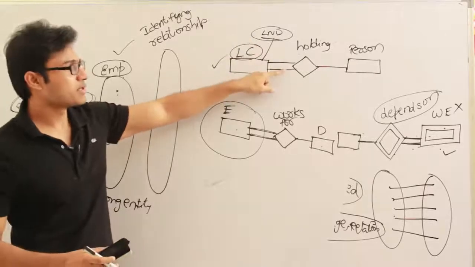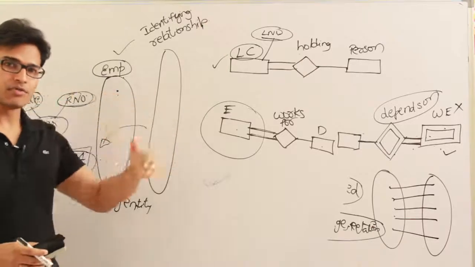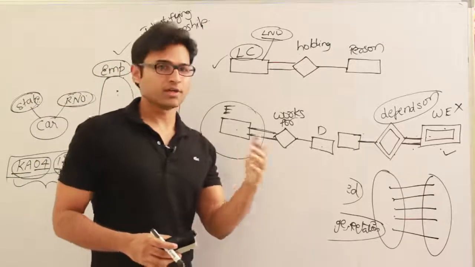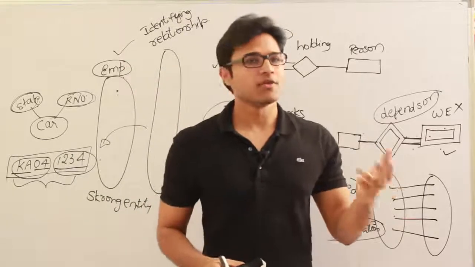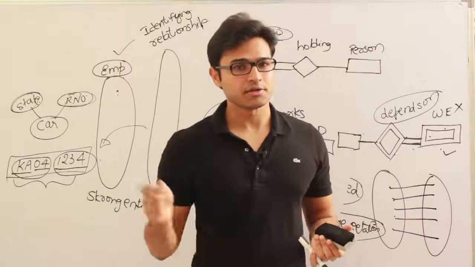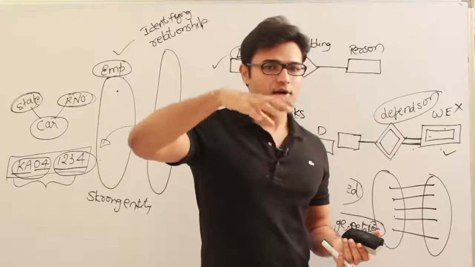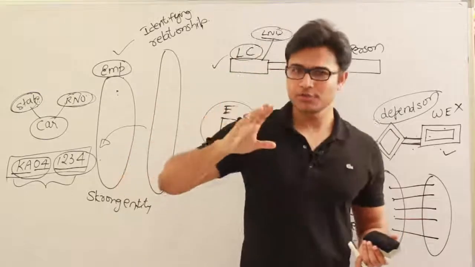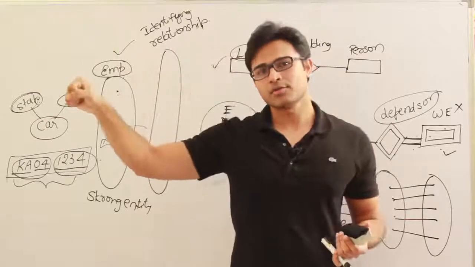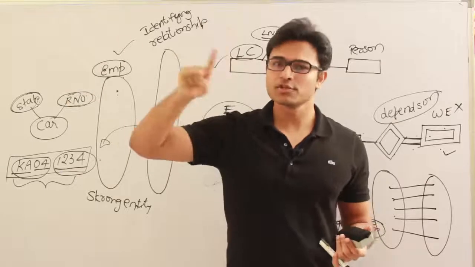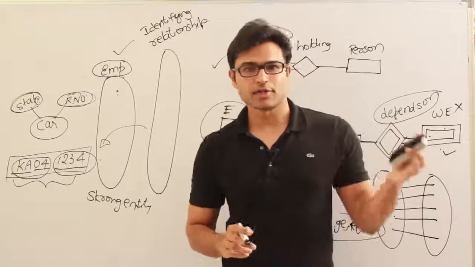So by participation, don't derive whether it is weak or strong. Whether it is weak or strong depends on whether it has a key attribute or not. If it has a key attribute, strong. No key attribute, weak. Then what we do? Identifying relationship, total participation. Then we take the key attribute from the strong entity and add it to the attributes of the weak entity, and we call that complete composite attribute the key for that particular weak entity.